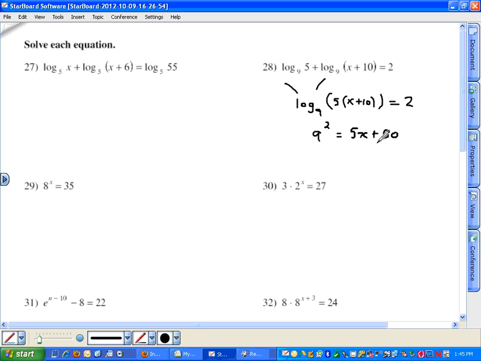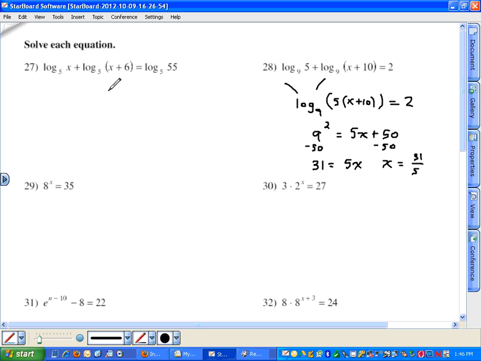plus 50. Now we're solving for x, so if we subtract 50, 9 squared is 81, subtract 50 is 31. If we divide both sides by 5, we get x equals 31 over 5.